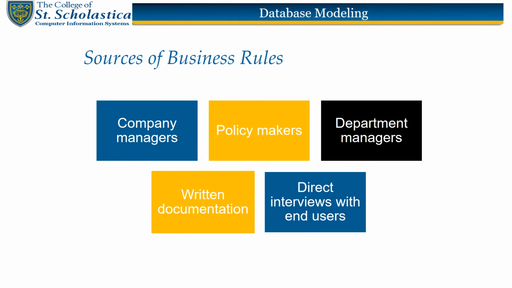Business rules are derived from a description of operations. As its name implies, a description of operations is a detailed narrative that describes the operational environment of an organization. The main sources of business rules are company managers, policymakers, department managers, and written documentation, such as a company's procedures, standards, and operational manuals. A faster and more direct source of business rules is direct interviews with end users. Unfortunately, because perceptions differ, end users are sometimes a less reliable source when it comes to specifying business rules.